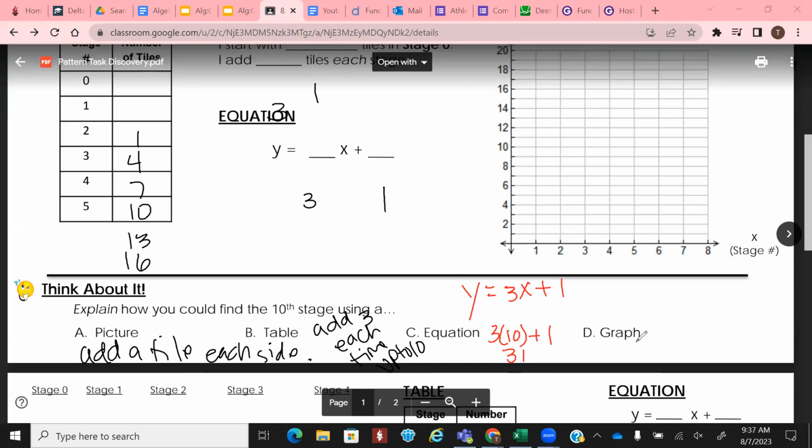What about the graph? How could that help us? Plotting the line and kind of seeing where it would go, right? So, which do you think is the easiest? The equation, right? So, if you can write the equation for this, it makes your life a little bit easier, right?